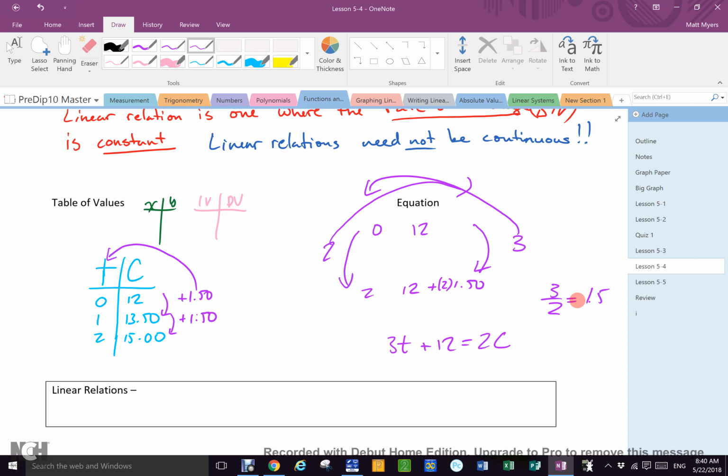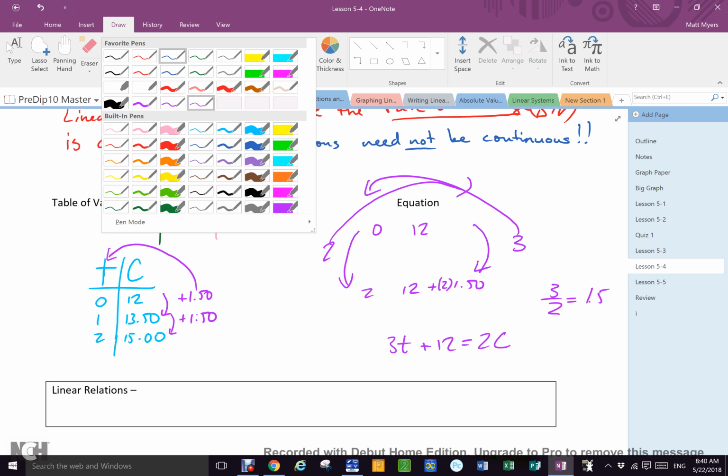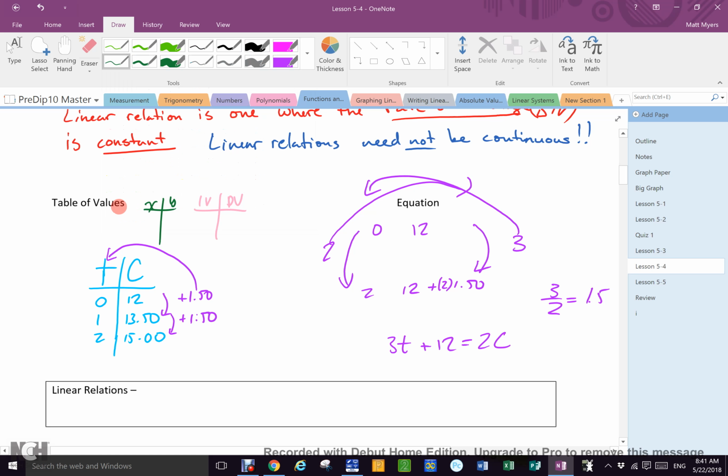Everybody cool? All right, so now, in the box that everybody wanted to write in earlier, what we're going to write in there is the 4 ways that we can do a linear relation. 1, words. 2, graphs. 3, table of values, which some of you call a T-chart. 4, as an equation.